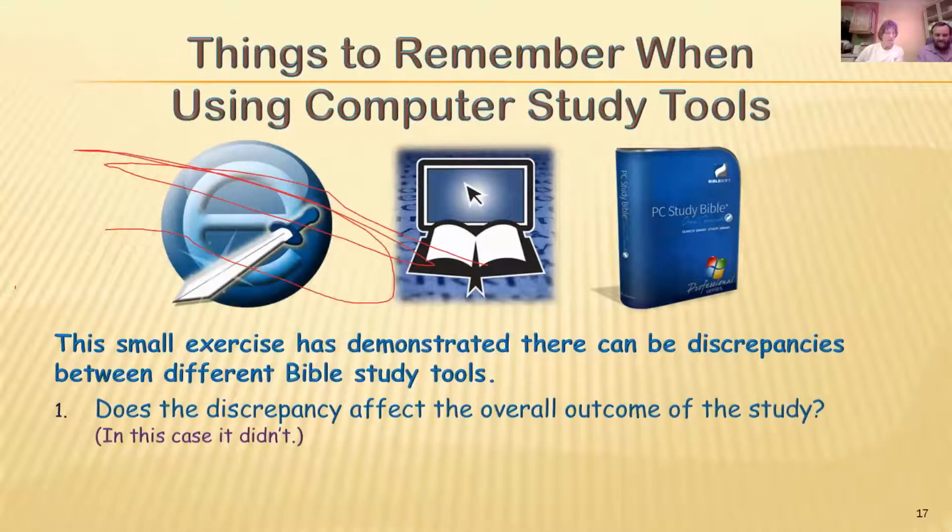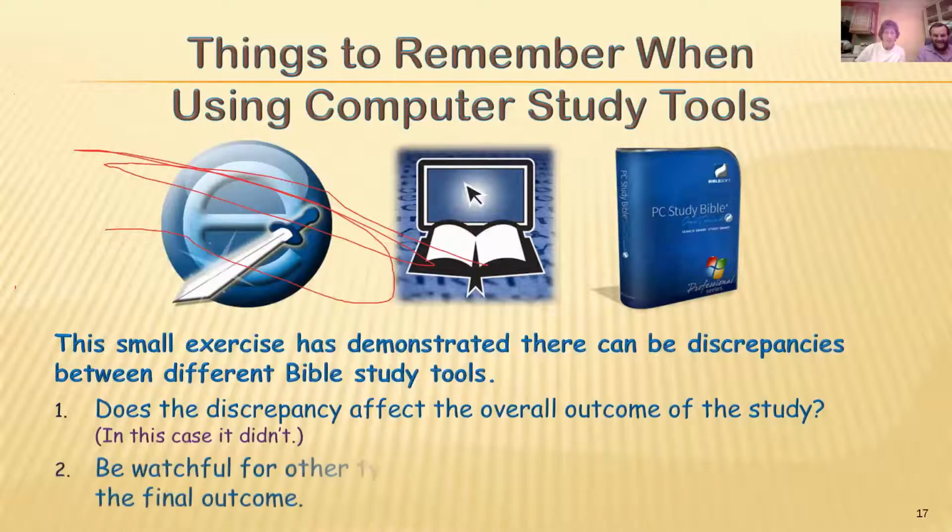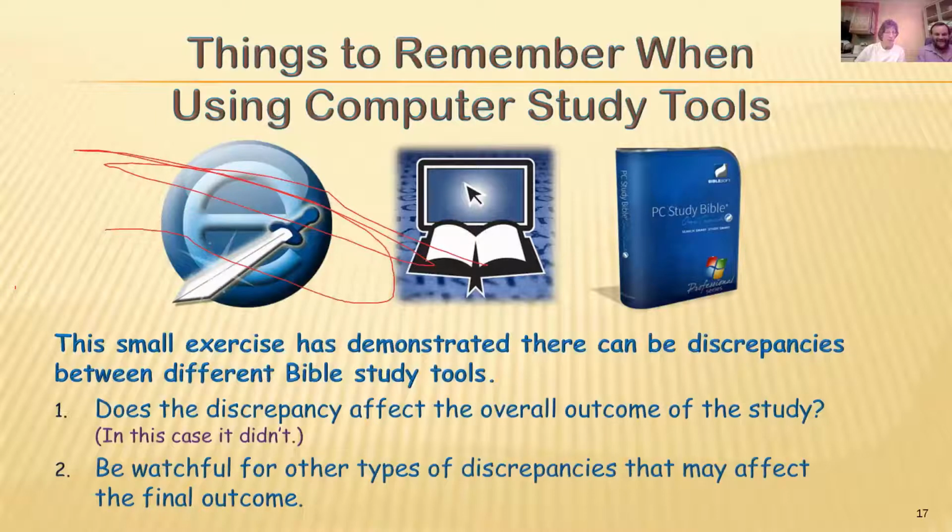So does this discrepancy affect the overall outcome of the study? And I'm saying in this case, with what we're doing, it didn't affect the overall study. Somebody's using their mouse on the screen. Wasn't me. Be watchful for other types of discrepancies, though, that could affect your final outcome if you're doing a study. So I just want you to kind of watch for that.